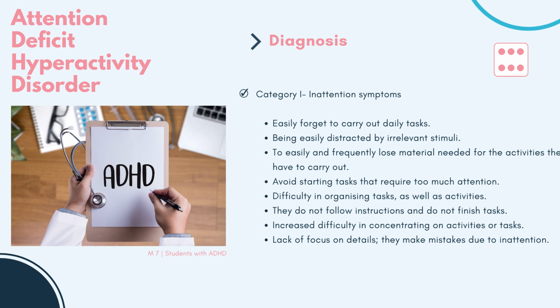According to DSM-5, for a diagnosis to be confirmed, the subject must meet at least 6 criteria from one of the following categories. Category 1. Inattention symptoms. Easily forgetting to carry out daily tasks. Easily distracted by irrelevant stimuli. They easily and frequently lose material needed for the activities they have to carry out. They avoid starting tasks that require too much attention. Difficulty in organizing tasks as well as activities. They do not follow instructions and do not finish tasks.